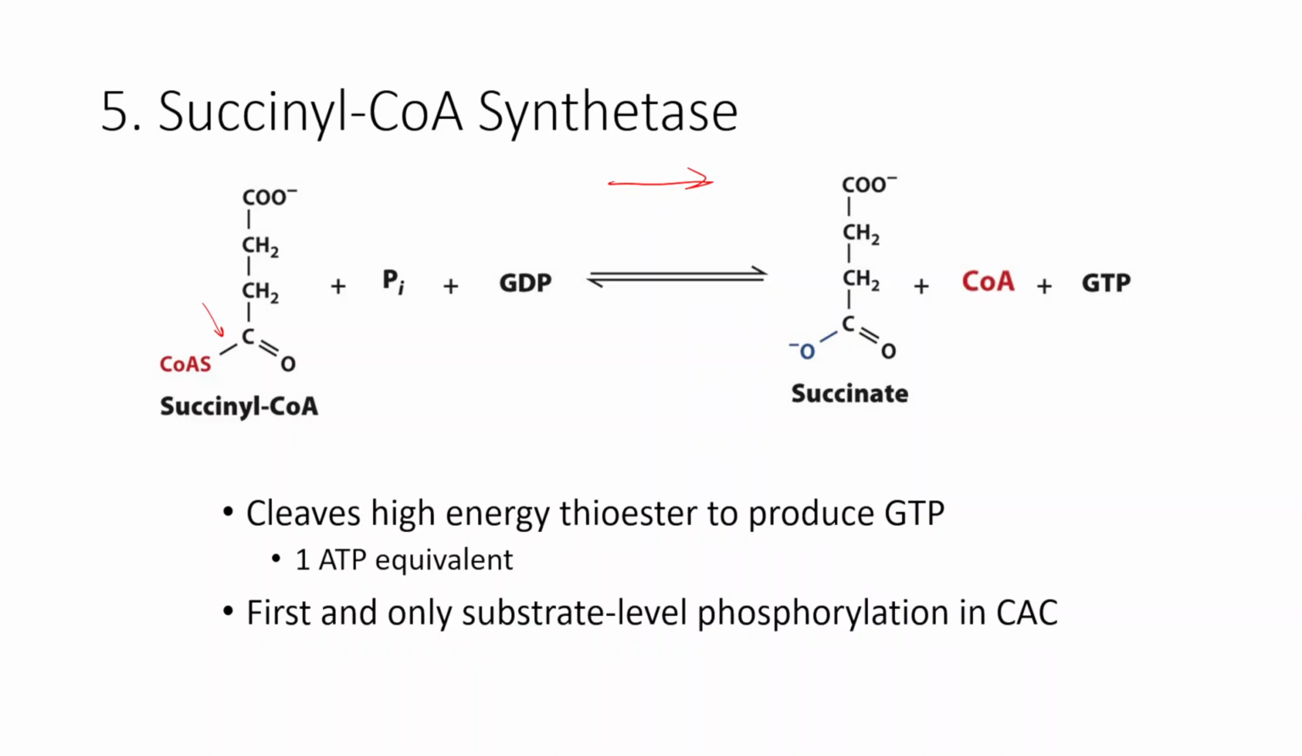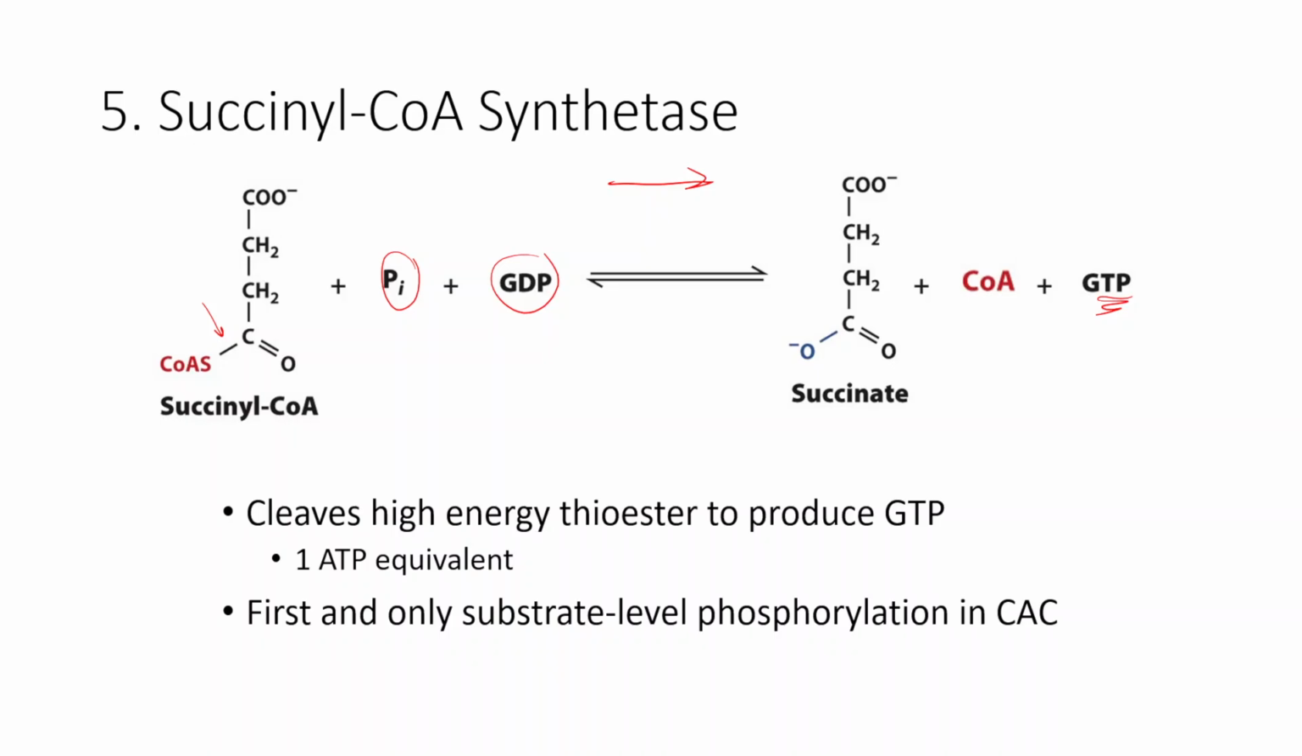Breaking this bond has a large negative delta G, and this is going to help with our substrate level phosphorylation, where GDP and an inorganic phosphate are combined together to form one GTP molecule. And this GTP molecule is the equivalent of one ATP. And this is the first and the only substrate level phosphorylation that we see during the citric acid cycle.